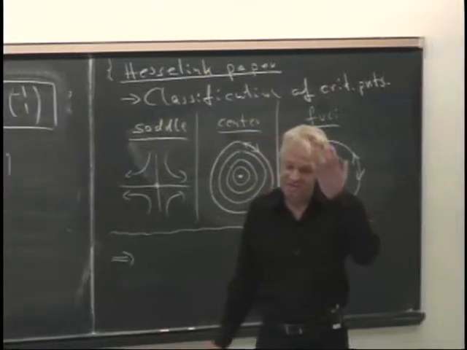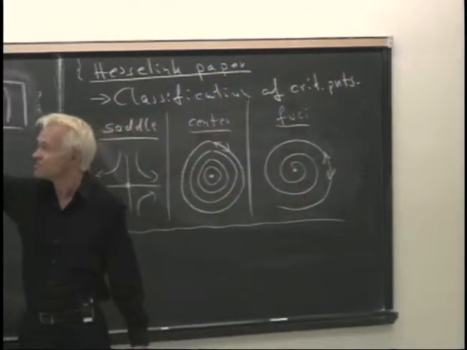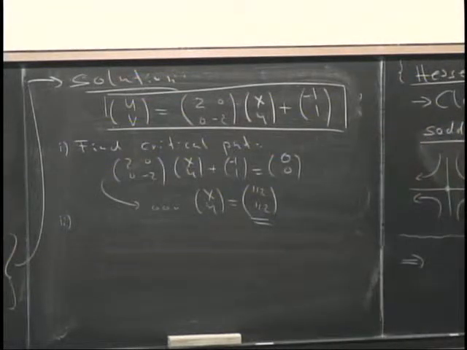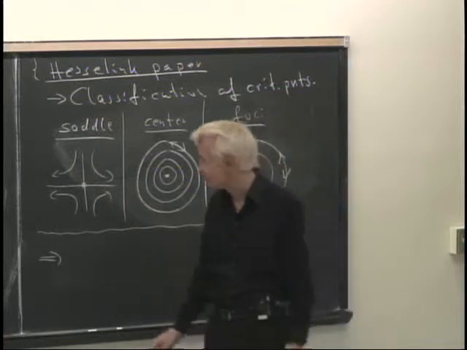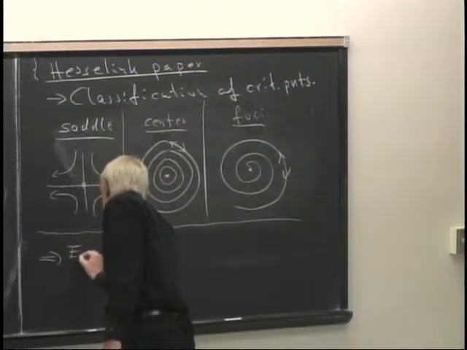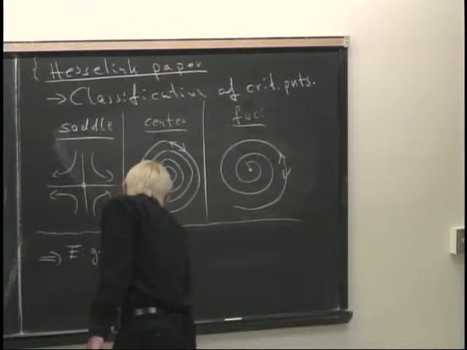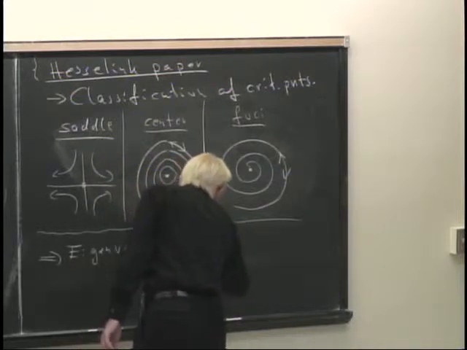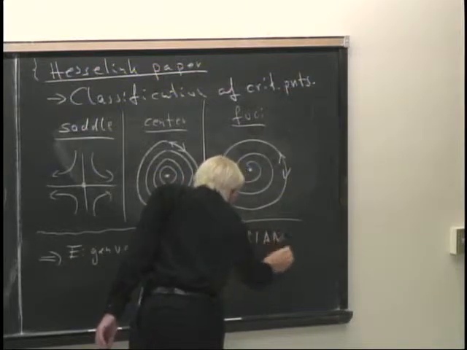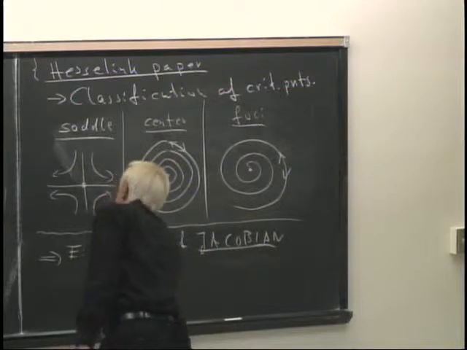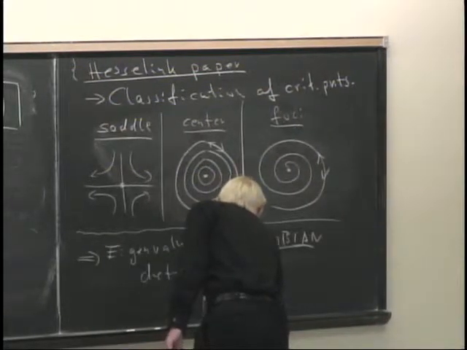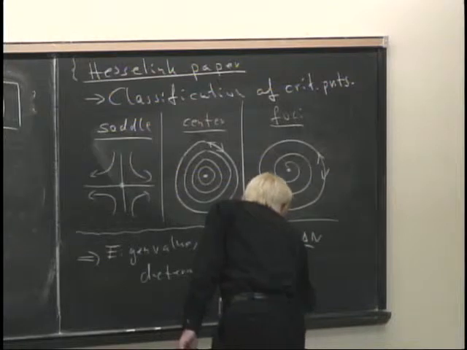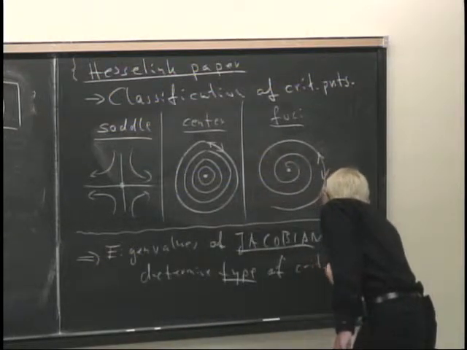And this classification is based on an eigenvalue analysis of this matrix. This matrix is called the Jacobian of the flow, or the linear vector field. And you have to look at the eigenvalues to determine whether you have this case, and that case. And you're in a finite world again, because you only have to look at the signs of the eigenvalues. So the eigenvalues of the Jacobian determine the type of critical point.